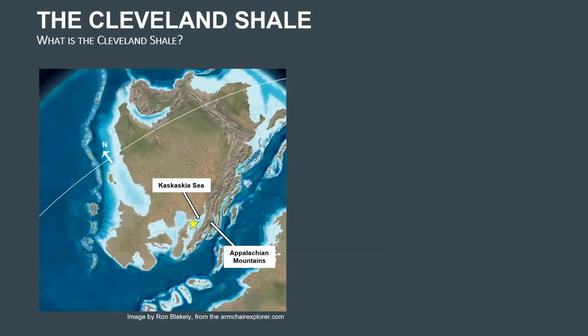So during the late Devonian, the Cleveland area was actually part of this very narrow inlet of the ocean called the Kaskaskia Sea. The way to think about this is it's kind of like the Chesapeake Bay today. It's this very long, narrow inlet incising into the continent from the outside. This would be a very narrow inlet that's bordered on the west by the broad North American continent, and then on the east by the rising Appalachian Mountains.